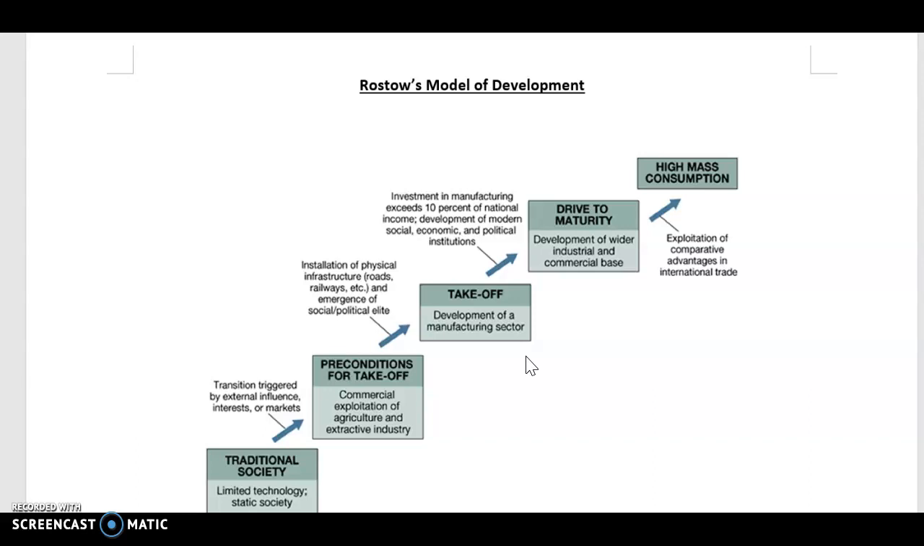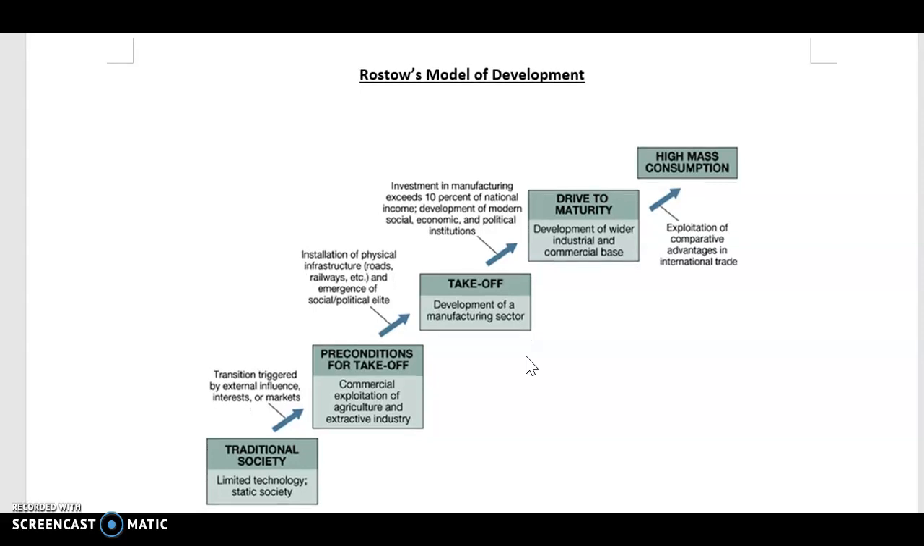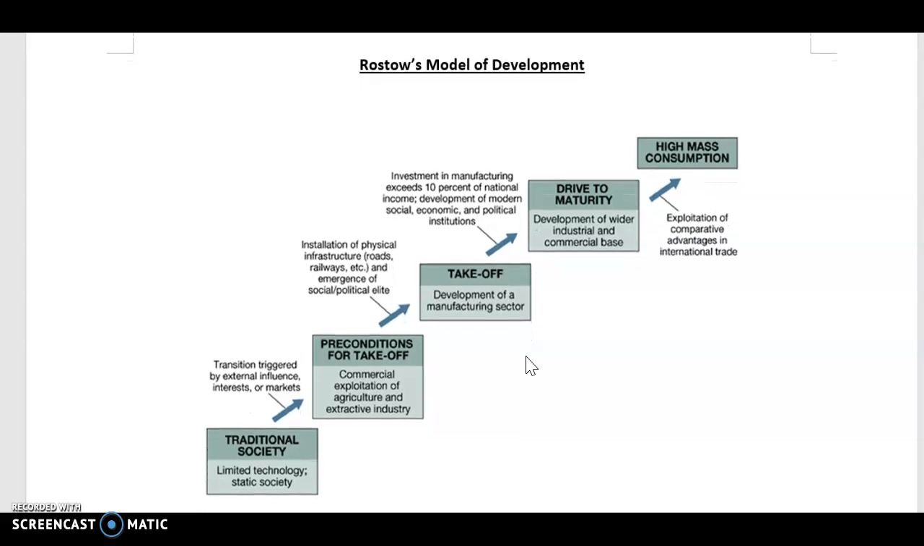Today I want to start with looking at Rostow's model of development. I find any model to be slightly confusing when you're looking at it just by yourself, so I thought me just talking you through it would really help you. So Rostow's model of development is all about a country going from a little rural traditional society and developing into a high mass consumption, big country that is economically advanced.